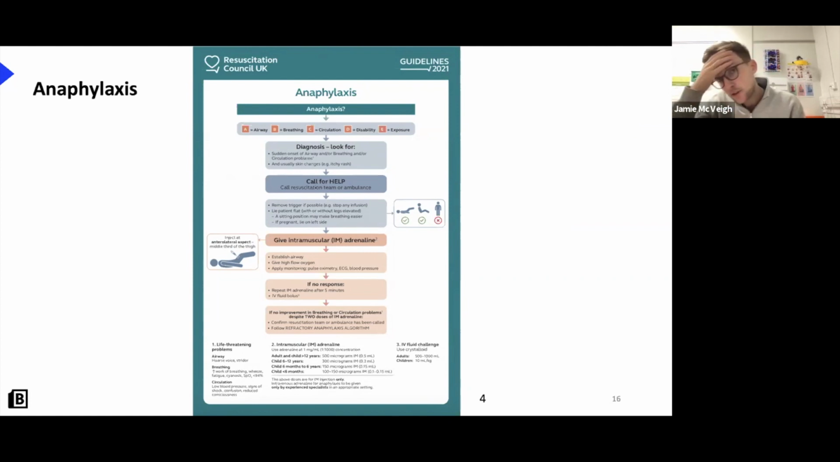1 to 1,000. What does it mean? It's just the concentration of adrenaline in the liquid that it's in. Okay, I can't remember the exact dosing, but it's more concentrated than 1 to 10,000.